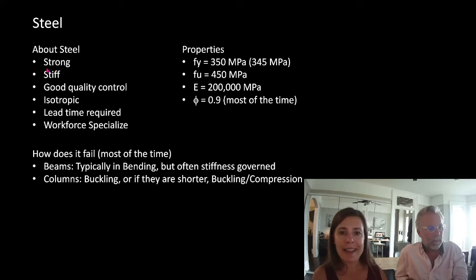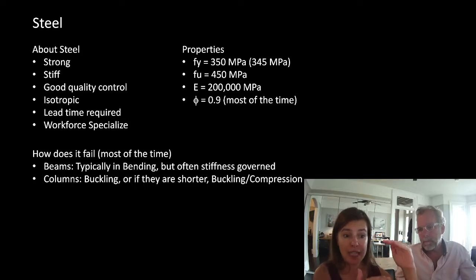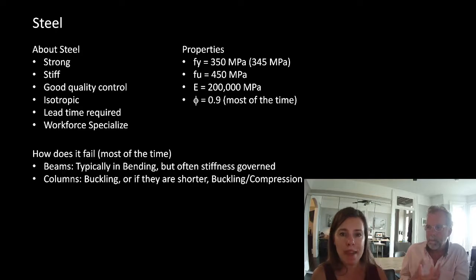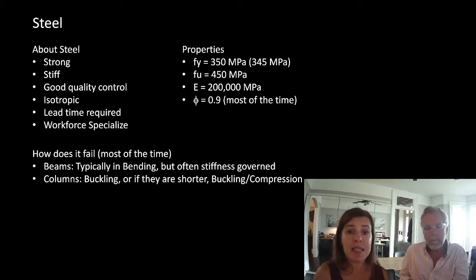So why do I say that it's stiff here? The material itself is quite stiff, but because it's so strong, we need so little of it that it appears to not be stiff. So if you made a steel slab that was the same thickness as a concrete slab, the steel slab would be stiffer than the concrete slab. But why would we make that steel slab when for strength, we only needed a thin plane of it? And why waste money if we don't need it? And so that's when the stiffness of that steel slab might start to govern.